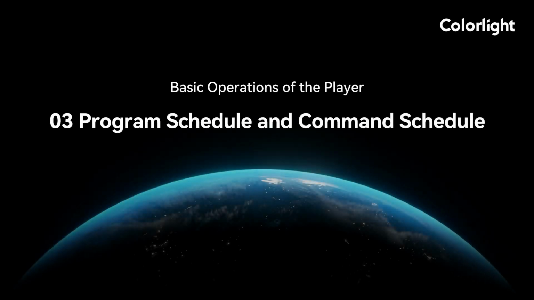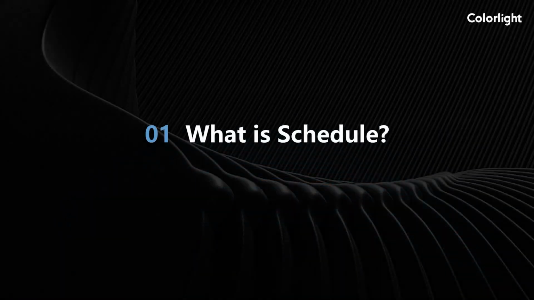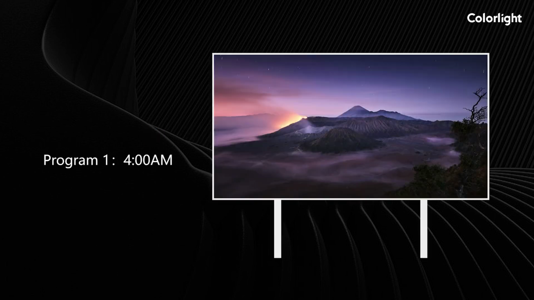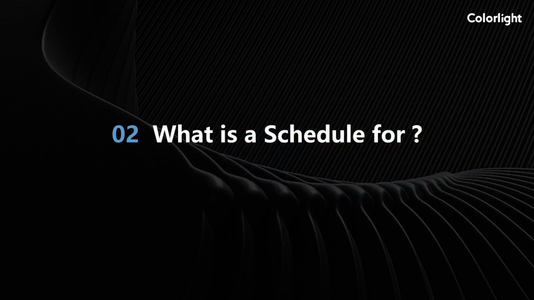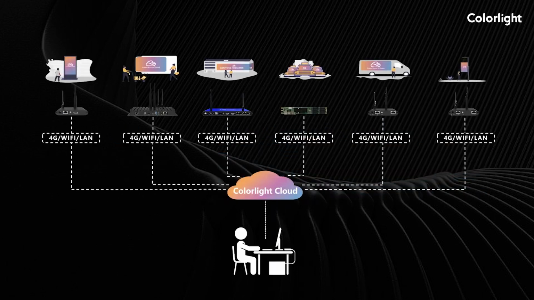This video will walk you through how to set program schedules and command schedules for your player. What is a schedule? A schedule denotes a feature that performs an action according to the command. For example, a program schedule allows a player to switch between programs in chronological order. What is a schedule for? A schedule helps reduce labor costs and enables automation.